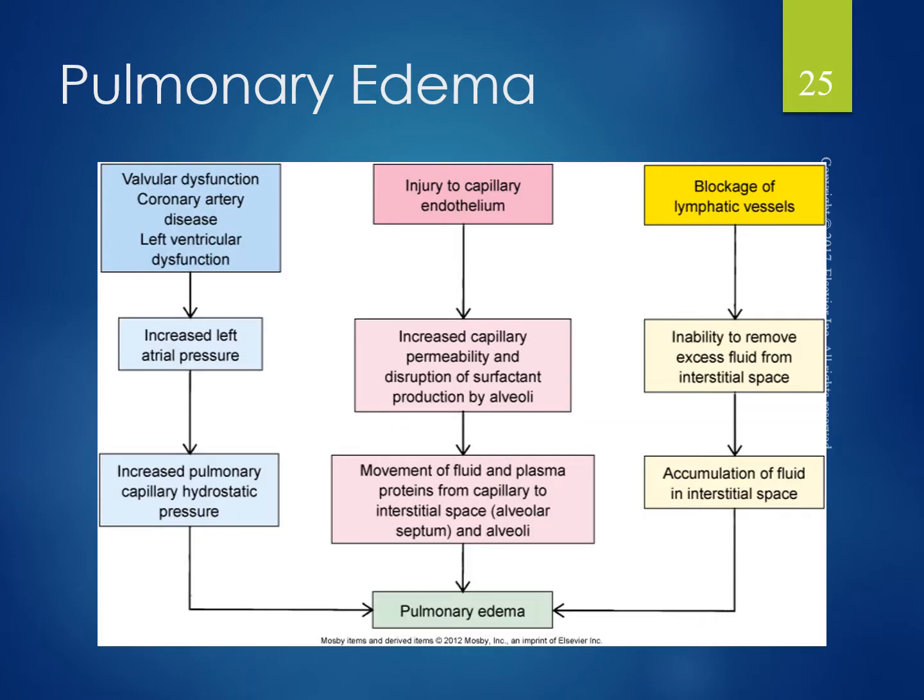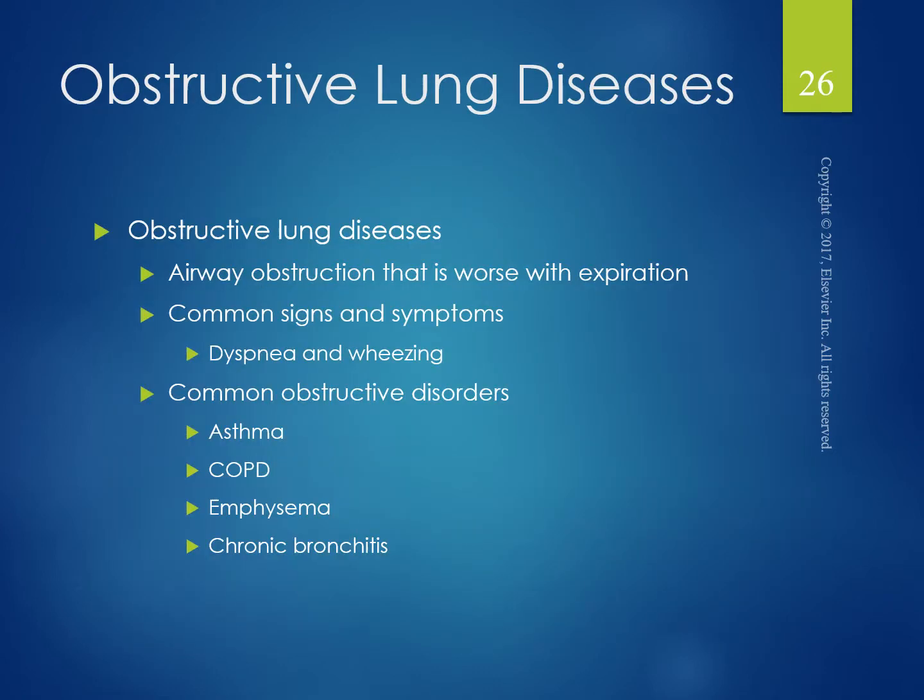So here, this chart shows the pathogenesis of pulmonary edema. So obstructive lung disease is characterized by airway obstruction that is worse with expiration. More force is required to expire a given volume of air, emptying of the lung is slowed. Common signs and symptoms can be shortness of breath, dyspnea, and wheezing.